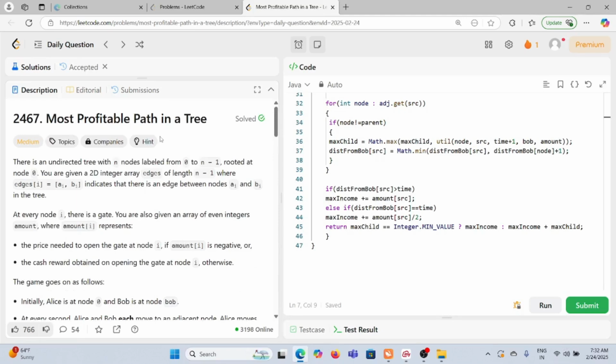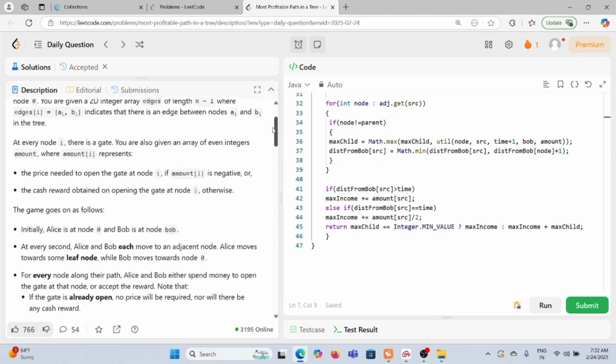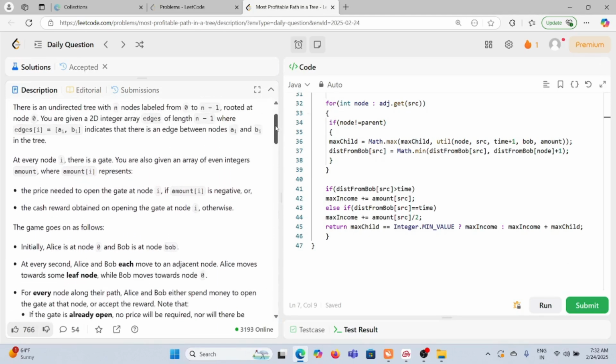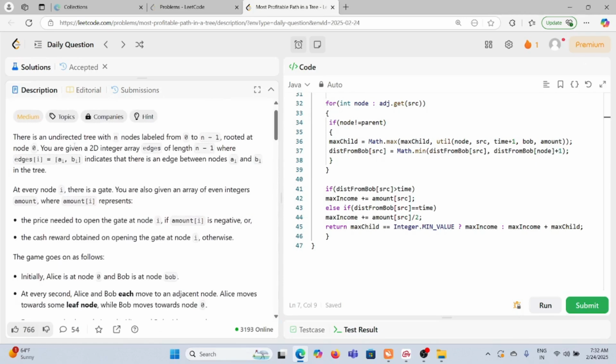So today we are solving this problem, most profitable path in a tree. Let's read the question first because there are a lot of conditions. First of all, there is an undirected tree with n nodes labeled from 0 to n minus 1. So starting from 0 till n minus 1, every node has a certain index value.